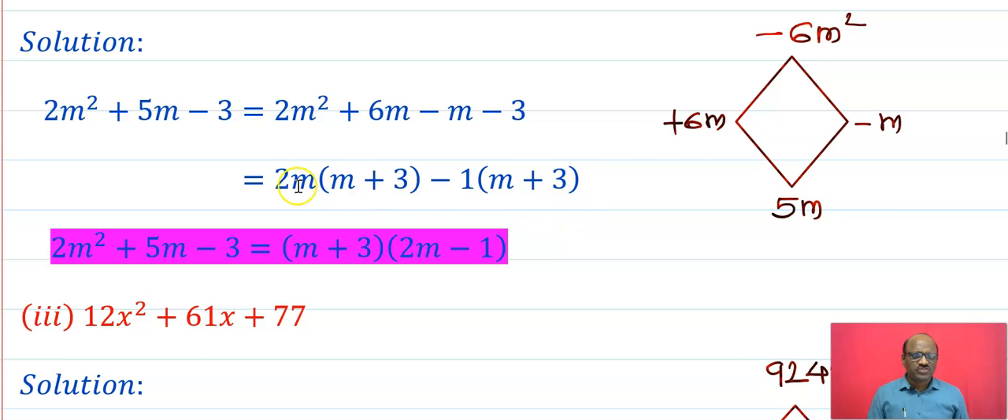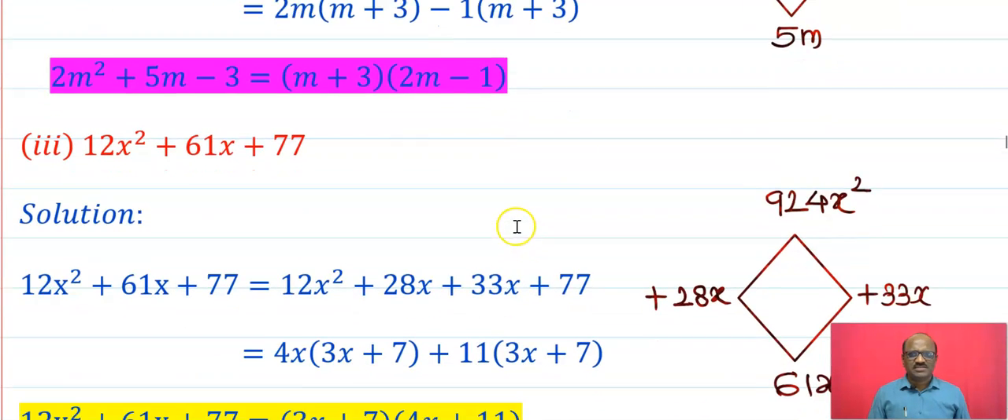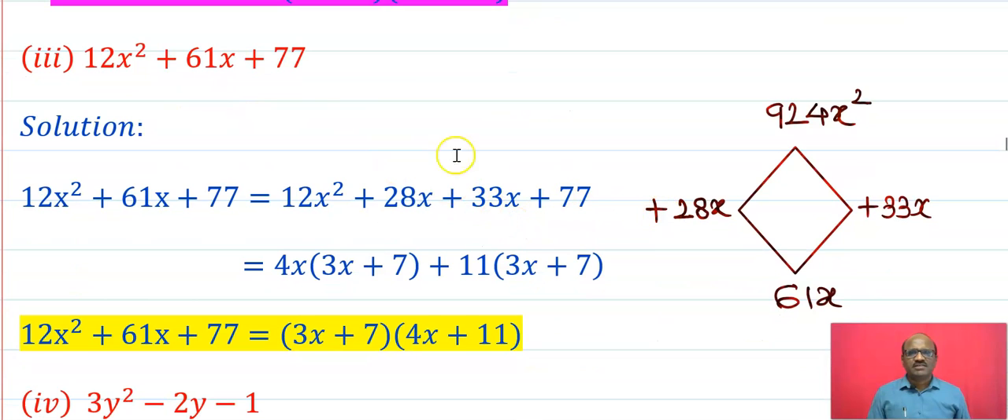Now again from these two terms, what is common? M plus 3 is common. Then what is remaining? 2m minus 1, and in this case. Now next is 12x square plus 61x plus 77. Again the product of first and last. The product of first and last is 924x square.